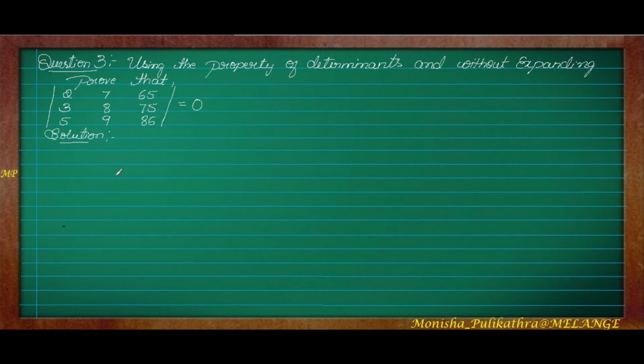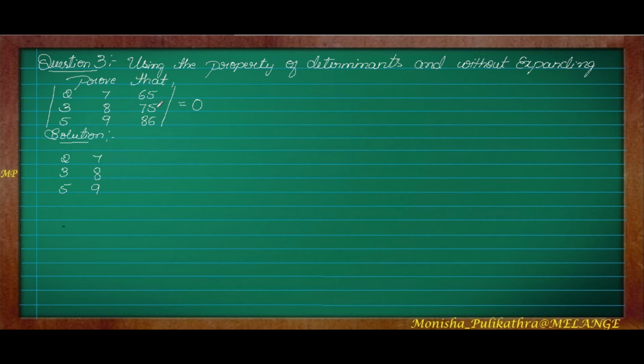Moving on to the third question. In the third question also, we have to prove that this determinant is equal to 0. We have to make slight changes here. That is 2, 3, 5. First and second column write as it is. Once again, I am not writing the question. I will be directly going to the solution section. So 2, 3, 5 and 7, 8, 9 write as it is.